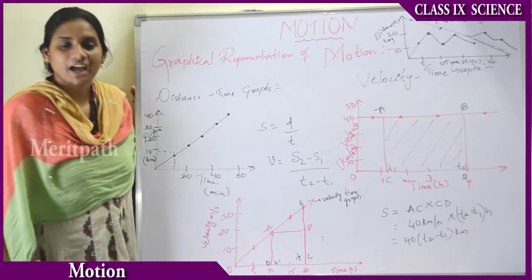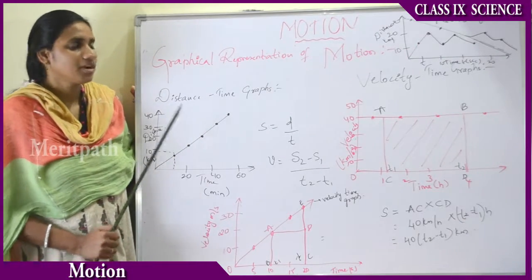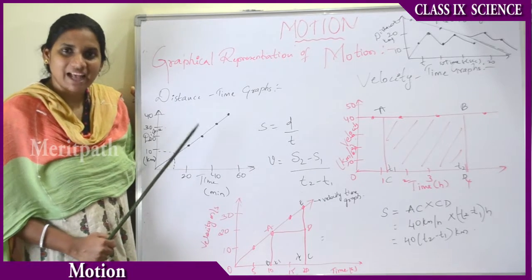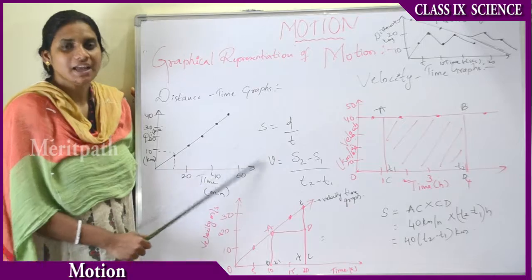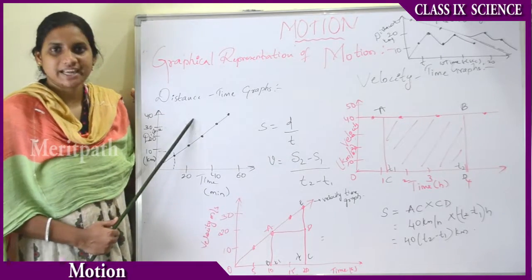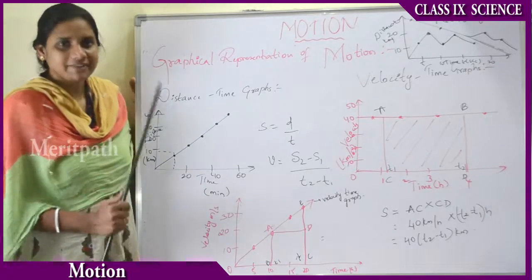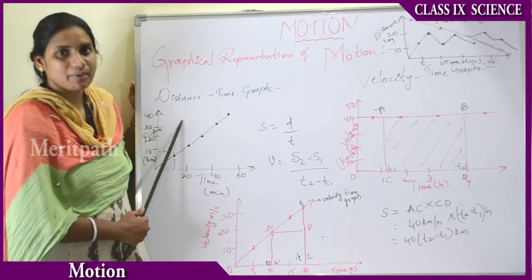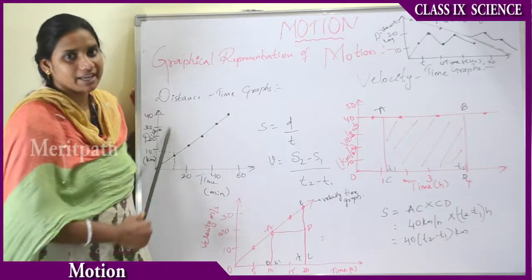Let us see the graphical representation of motion, that is how to plot velocity, time and acceleration on graph paper, the pictorial representation of all the terms related to motion. First we will see the distance-time graphs, that is how distance is plotted with respect to time on a graph paper.